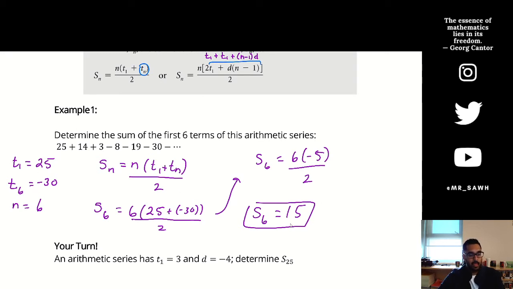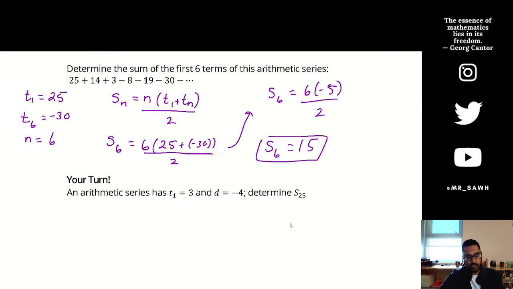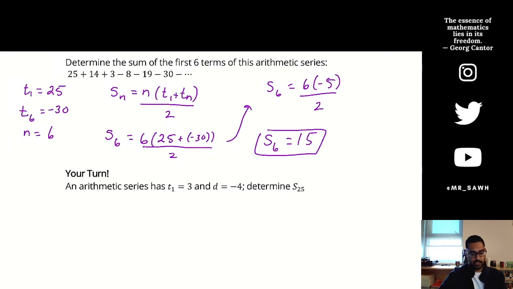We get 15. So let's look at the one underneath where it says we've got an arithmetic series, T1 is 3. The common difference is minus 4. Determine the sum of the first 25 terms. So that's what this says. So this will tell us we're looking for the sum of the first 25 terms of this sequence. That's what our series is saying. We're looking for the sum of the first 25.